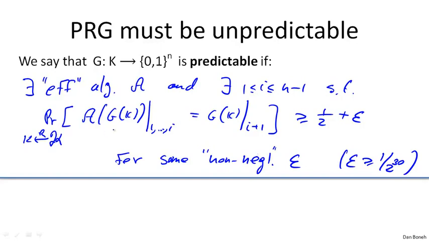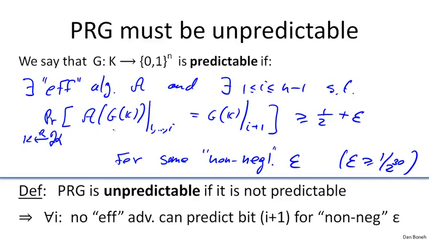Basically, there's some algorithm that is able to predict the i plus first bit, given the initial prefix. Okay? And then we say that a PRG is unpredictable if it doesn't satisfy the property that we just defined. In other words, it is not predictable. But what does it mean more precisely for it not to be predictable? It means that for all positions, for all i, there's no efficient algorithm A that can predict the i plus first bit with non-negligible probability epsilon. And this has to be true for all i. So no matter which prefix I give you, you're not going to be able to predict the next bit that follows the prefix.